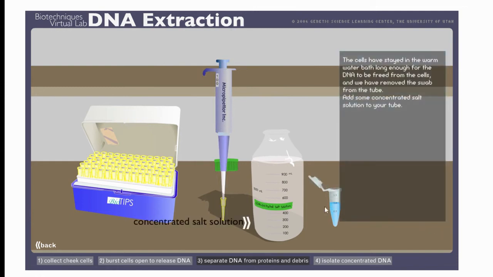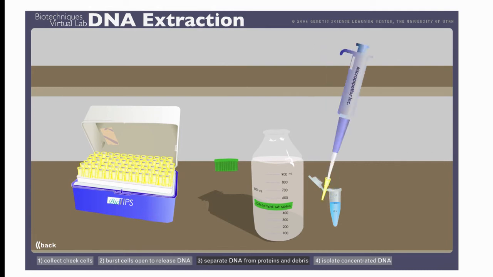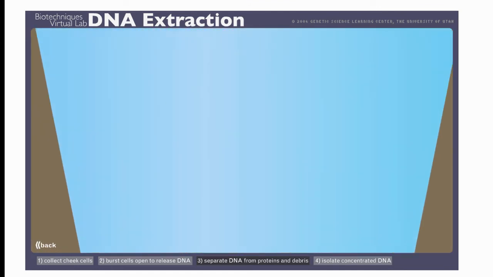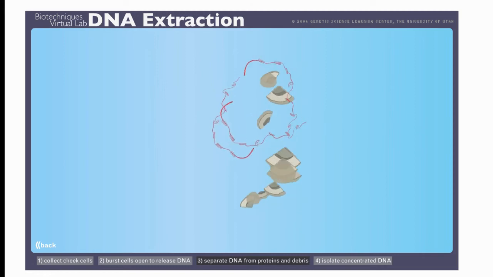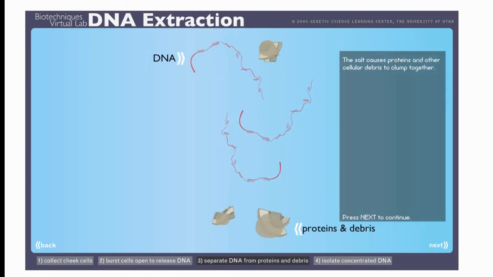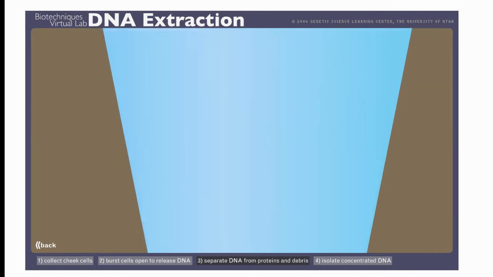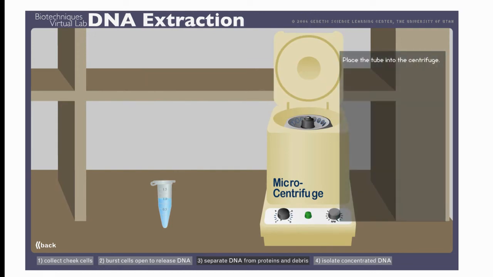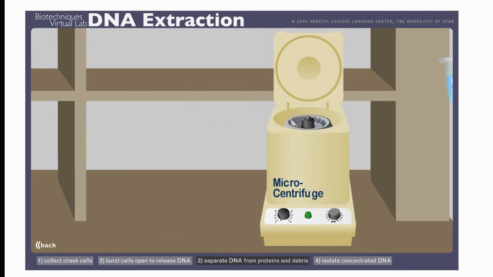Here we're adding a concentrated salt solution to the tube. Adding the salt solution allows us to purify the DNA. The salt will cause debris from the cell to clump. The tube will then be centrifuged. As the tube is spun, the cell debris and the proteins that clump together because of the salt will sink to the bottom of the tube.